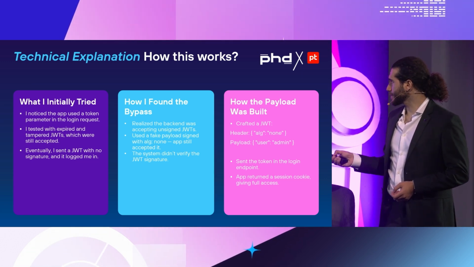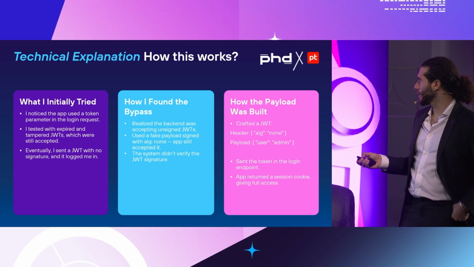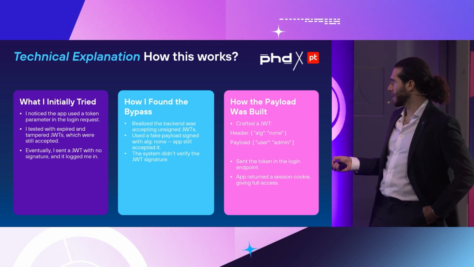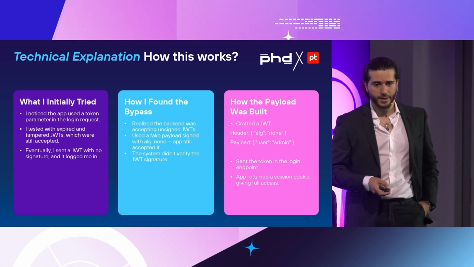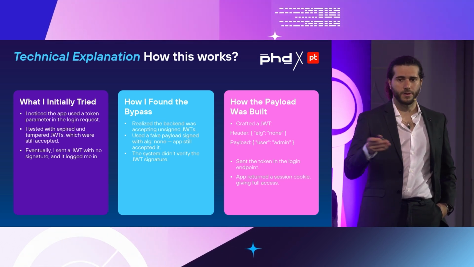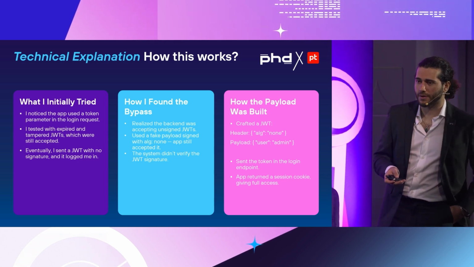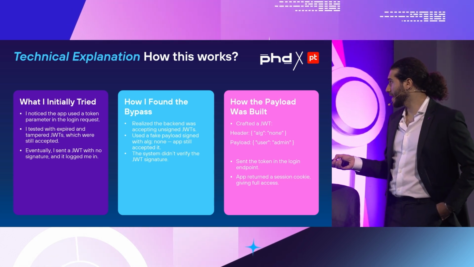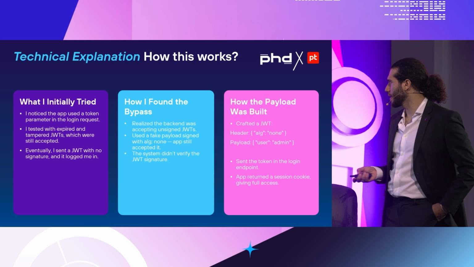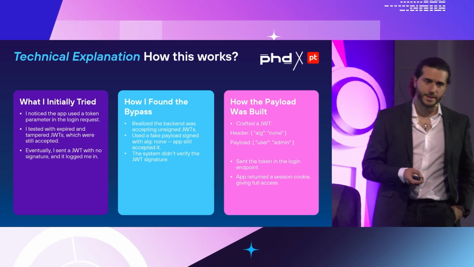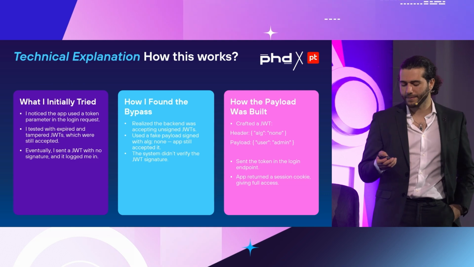So how the payload was built: we created the JWT using the header and the payload, and this can just be done with jwt.io or any other tools like CyberChef or any other JWT parser that you know of. And then send the token into the login endpoint, and the application returned a session cookie giving full access to its protected area.